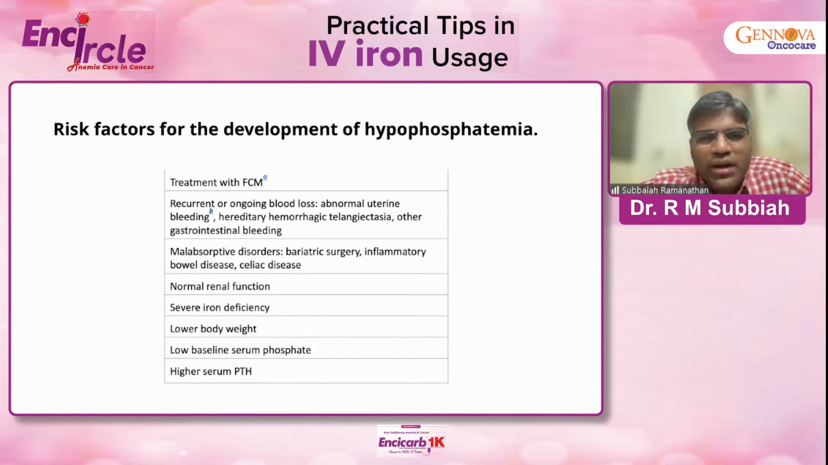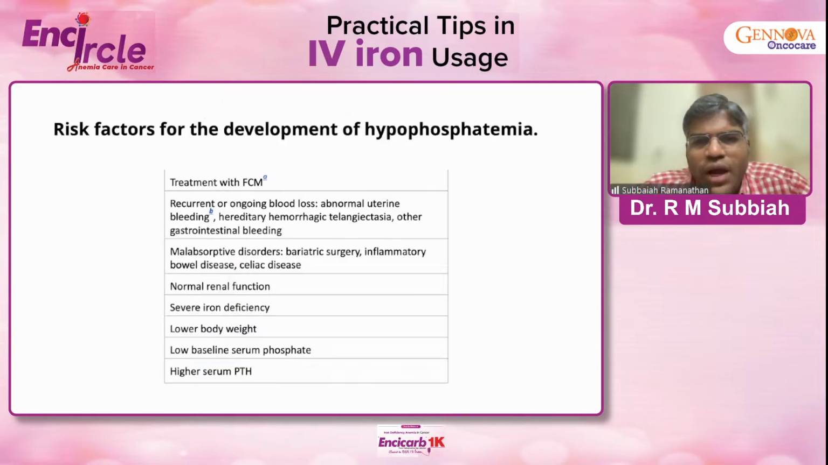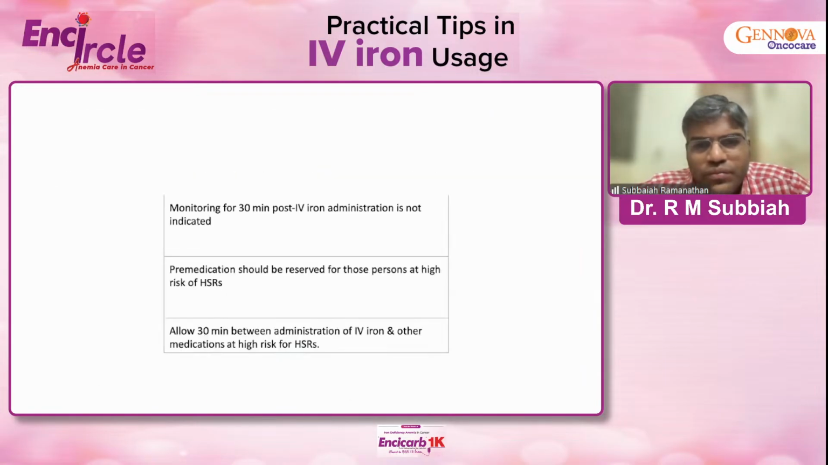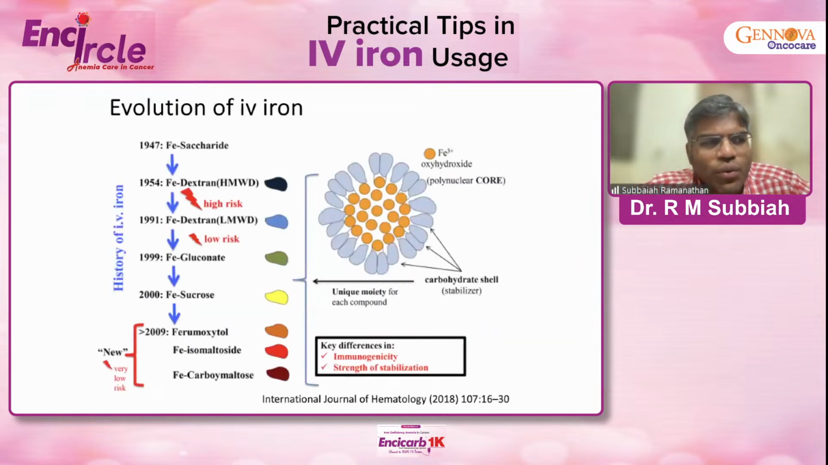So practically, when IV iron is used, most often we use carboxymaltose or isomaltoside, which is now available. A maximum of 1 gram can be given, and as a total dose infusion, only with isomaltoside can you cross 1 gram, at 20 milligrams per kg, up to 1.5 grams. Otherwise, 1 gram is the usual cutoff.